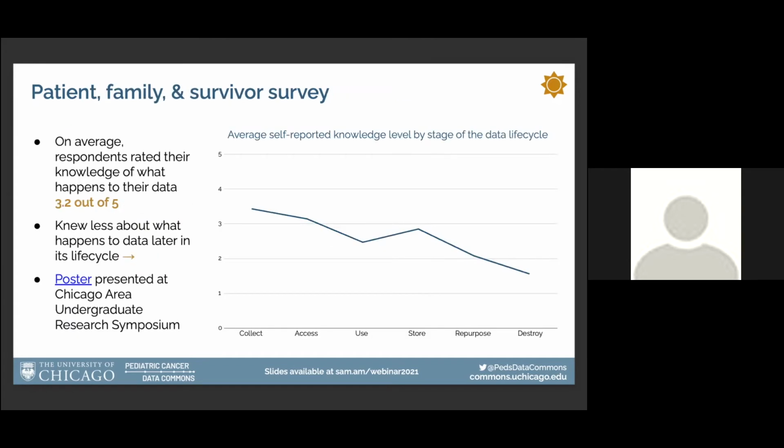Next slide, please. So the survey that we conducted was primarily about how much people felt that they knew about the life cycle of their cancer data. So what kind of data was collected, how it could be accessed and used, how and where it was stored, how it might be repurposed, and then finally when and how it would eventually be destroyed. So across all those steps, the average level of self-reported knowledge that people replied was 3.2 out of 5. And that decreased a bit as you got later in the data life cycle.